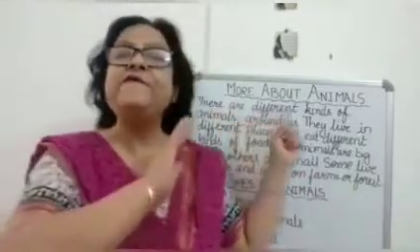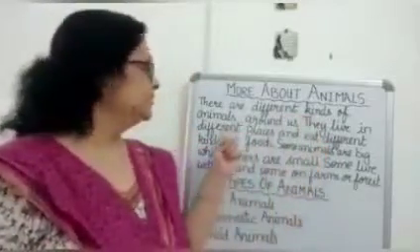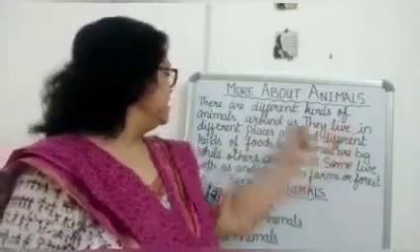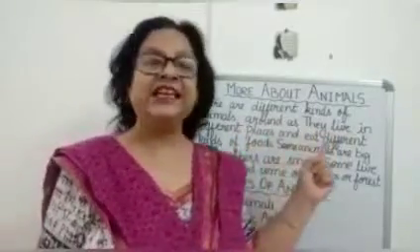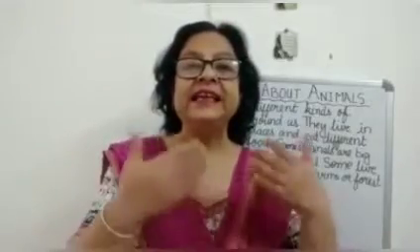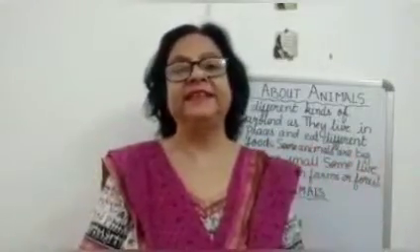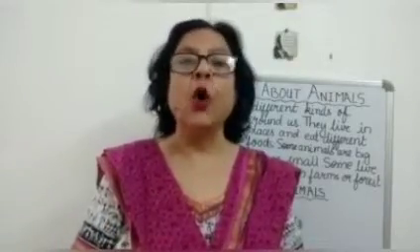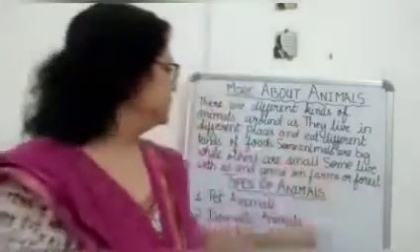There are different kinds of animals, right children? This we all agree to. They live in different places and eat different kinds of food. Right children? They live in different places. Their homes are different and their food eating habits are also different.